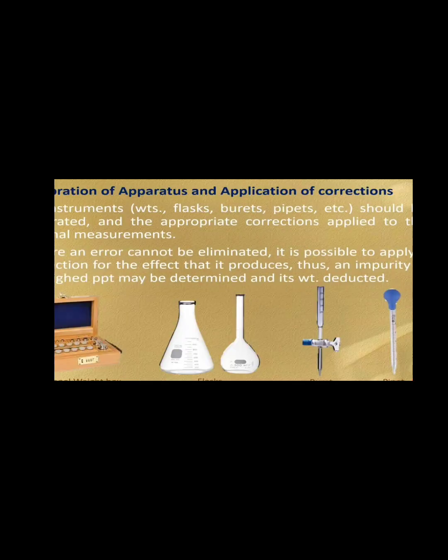Coming to the first method of minimizing error, calibration of apparatus and application of correction. All instruments such as weights, flask, burette, pipette should be calibrated and the appropriate correction applied to the original measurement. In some cases, where an error cannot be eliminated, it is possible to apply a correction for the procedure. These impurities in a weighed precipitate may be determined and weighed.